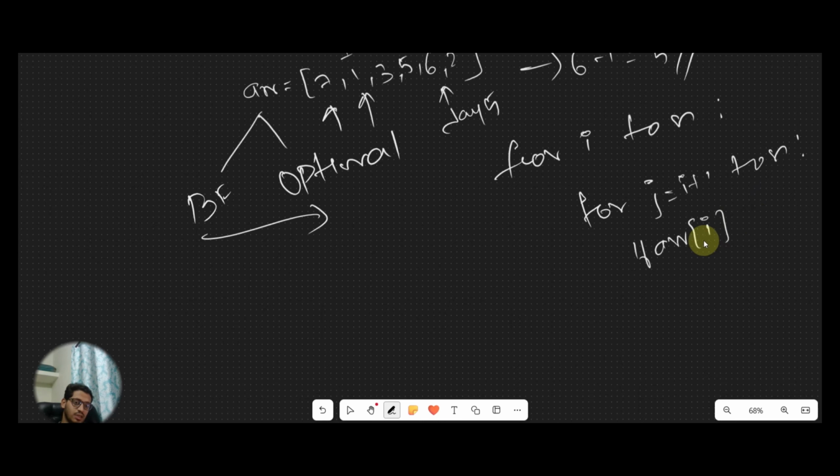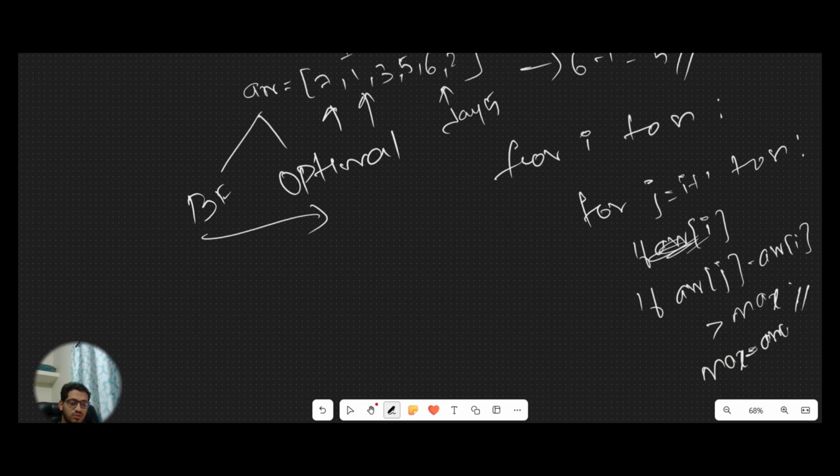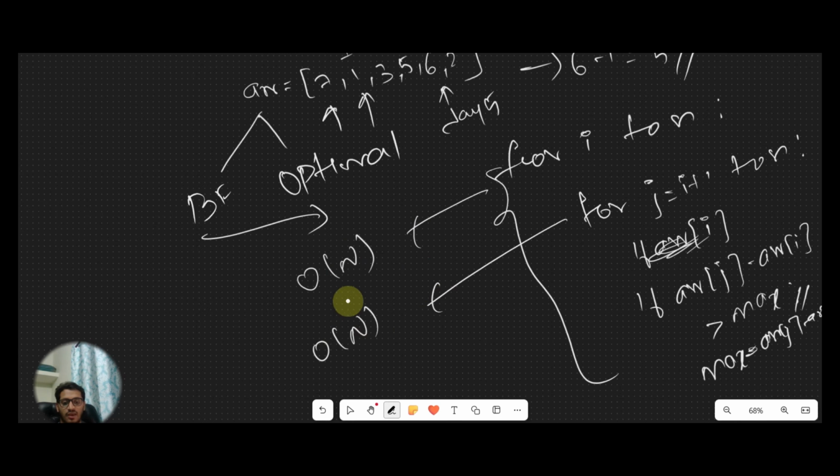If array of j minus array of i is greater than the maximum profit, just check whether it's the maximum profit. If it is, then update the maximum to array of j minus array of i. If you calculate the time complexity, each loop takes O(n), so the total time complexity is O(n squared). So this is a huge time complexity.